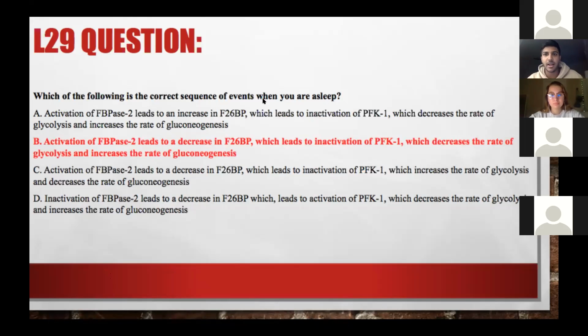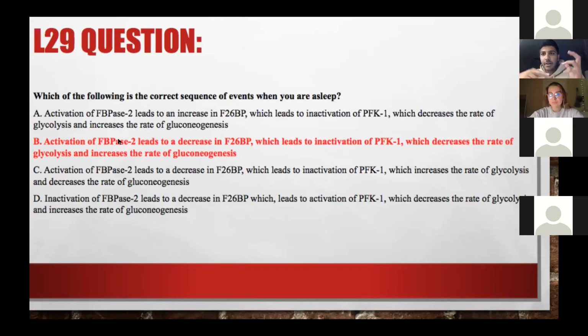I think this is my last slide, but basically when you're asleep, you're going to have low blood glucose, right? You haven't eaten a meal yet, so of course your levels are going to be quite low. And so you're going to have that glucagon, then you're going to have your PKA, and that PKA phosphorylates your bifunctional enzyme. And if you think about it, low blood glucose stimulates gluconeogenesis, right? So you don't want glycolysis. And so you're actually going to want to decrease the levels of fructose 2,6. And the only thing that decreases fructose 2,6 is a phosphatase. And so that's going to be activating your FBPase2.